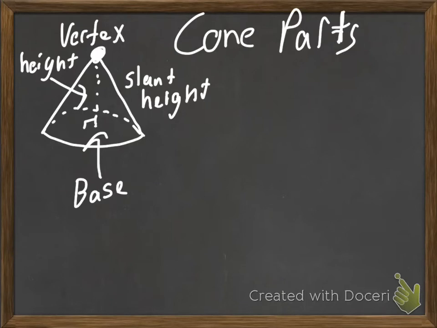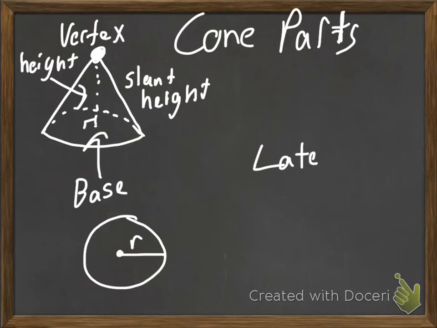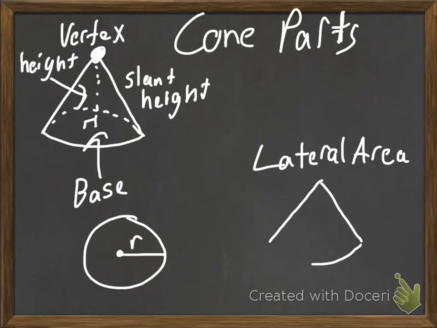What I'm going to do now is I want to break down this cone into two different shapes, in a sense. We're going to break down the base. We say the base is a circle. The circle has a radius, and then we have what's left over. And what I'm going to do is I'm going to take that cone, remove the base, and then just kind of flatten it out. And this is called the lateral area. What it looks like after you unfold it and flatten it out, it looks kind of like this.